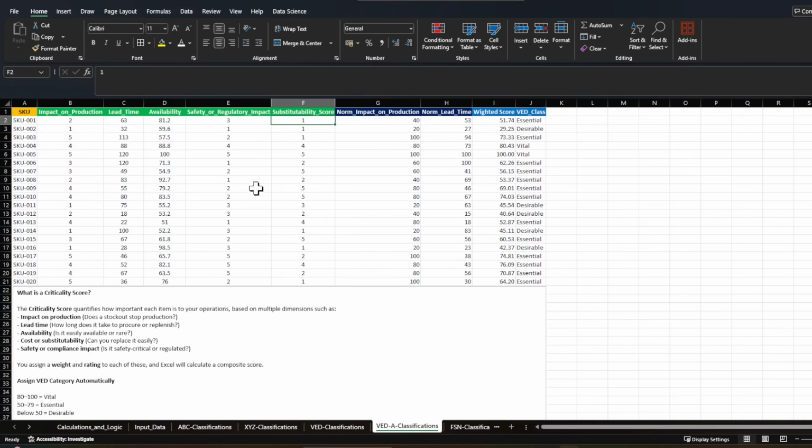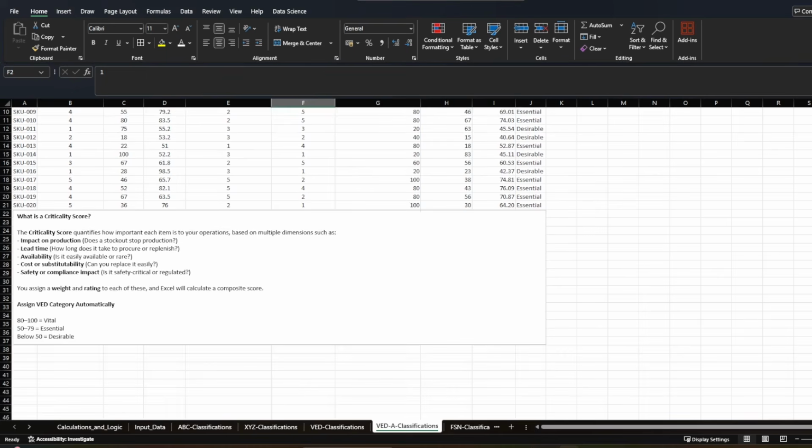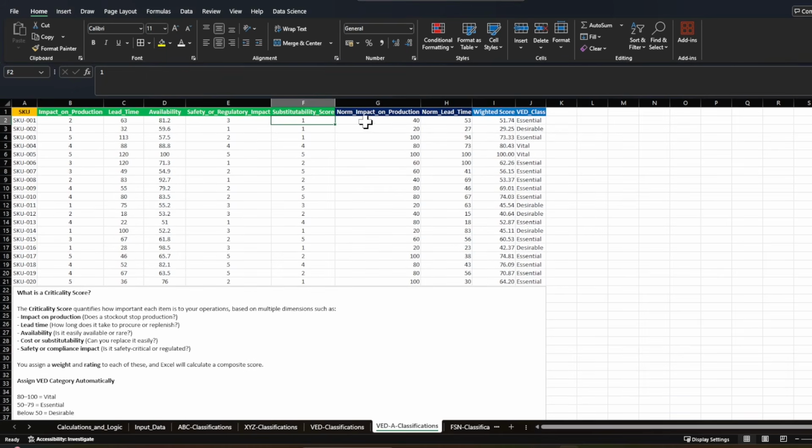And now you need to normalize this data for the 100 scale, because we are assigning from 0 to 100. So for normalizing the production, because here the impact on production was on a scale of 1 to 5, in order to make it on a scale of 100, you need to multiply it by 20. Okay, so I'm just doing the same way. You need to normalize your lead time, because there are lead times which are more than 100. So I am normalizing this data to be under the range of 100. Then you have availability, which is already on a scale of 100. Then you will have the safety and substitutability score, which you can again normalize.